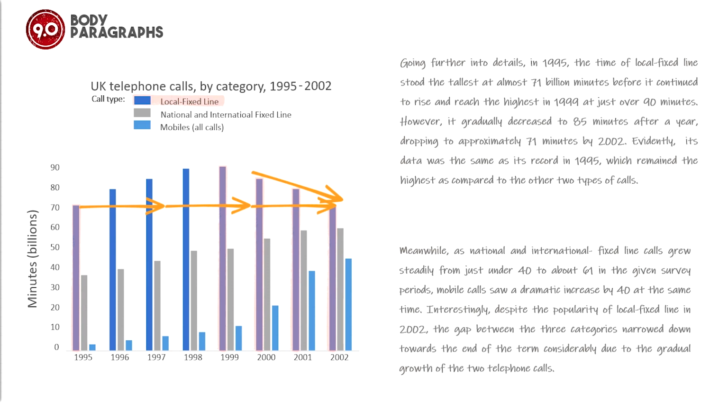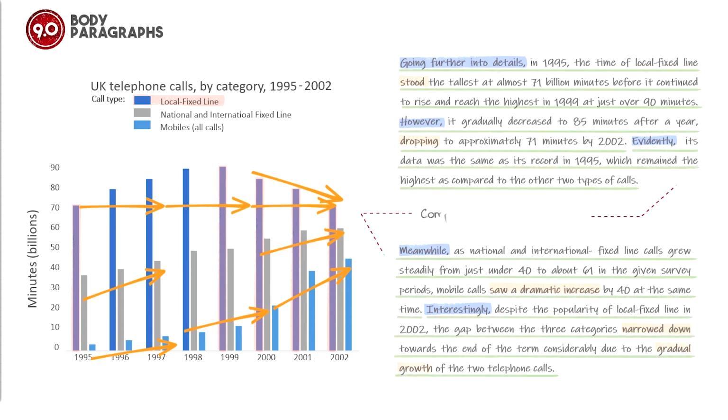Interestingly, despite the popularity of local fixed line in 2002, the gap between the three categories narrowed down towards the end of the term considerably due to the gradual growth of the two telephone calls. This report gets 9.0 because it uses cohesive devices appropriately and the words that are used are advanced. Also, all the sentences used are different types of complex sentence forms.